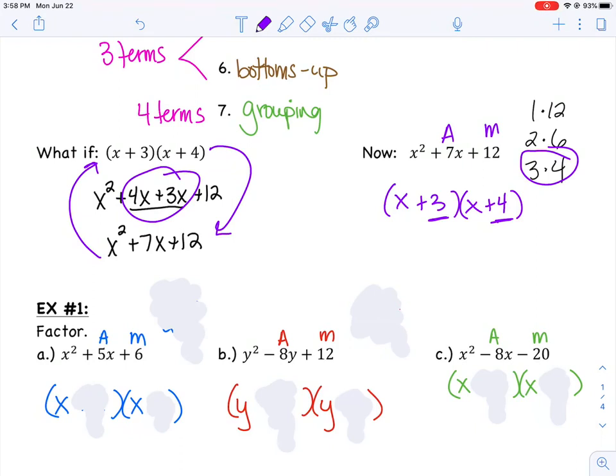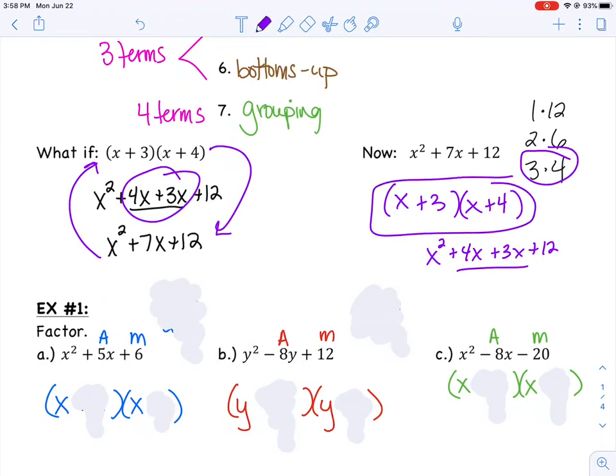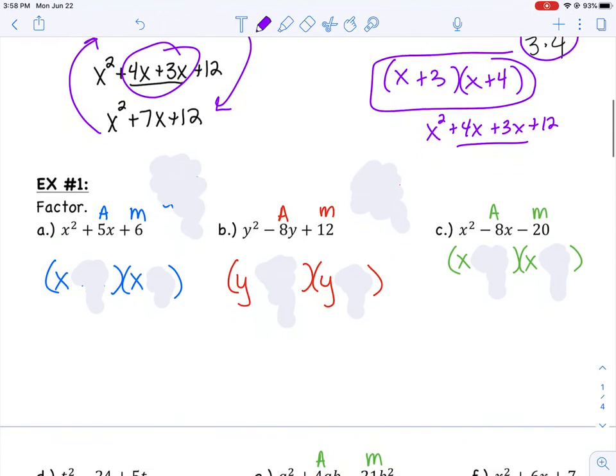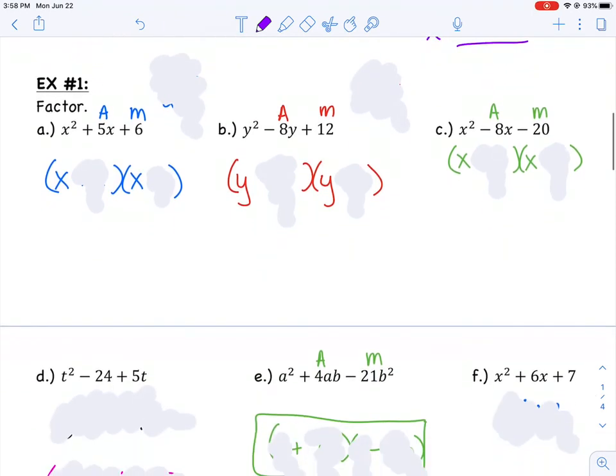Now, if I were to FOIL it, x times x would give me x squared, x times 4 would give me 4x, 3 times x would give me 3x, and 3 times 4 would give me 12. And when I combine those middle terms, I get my 7x that I started with in the first place. So the factored version of the x squared plus 7x plus 12 would really be an x plus 3 times an x plus 4. All right, let's practice some more. It'll make more sense as we do more and more and more.